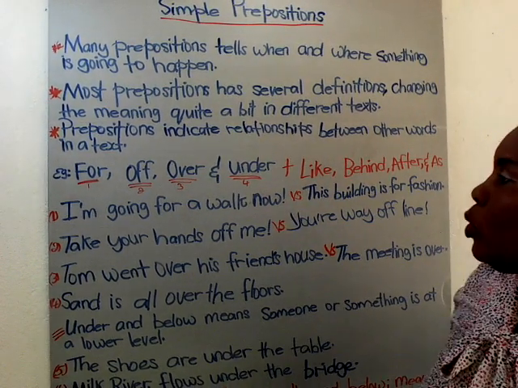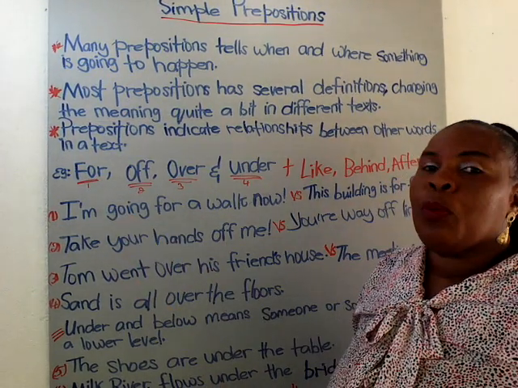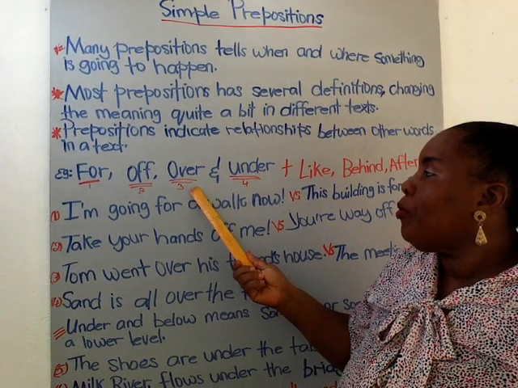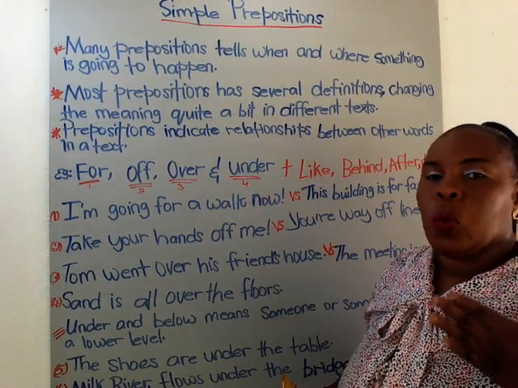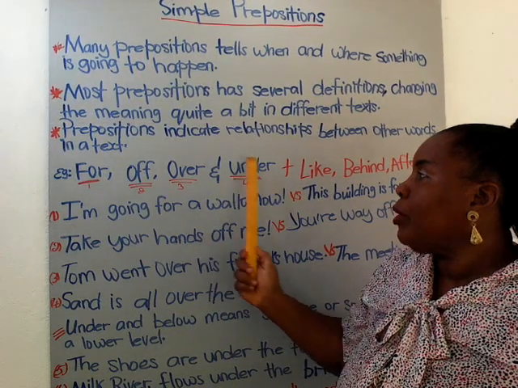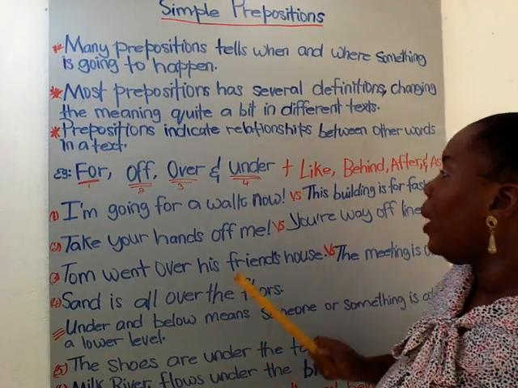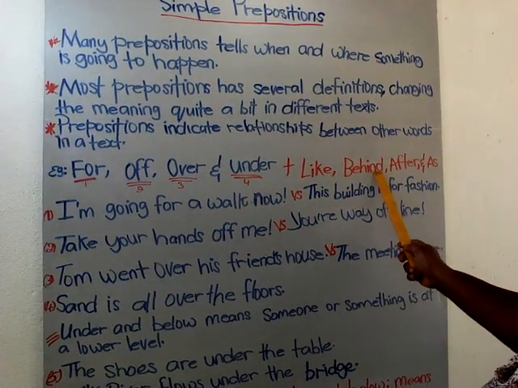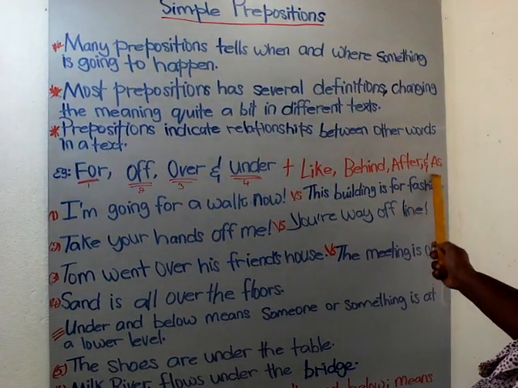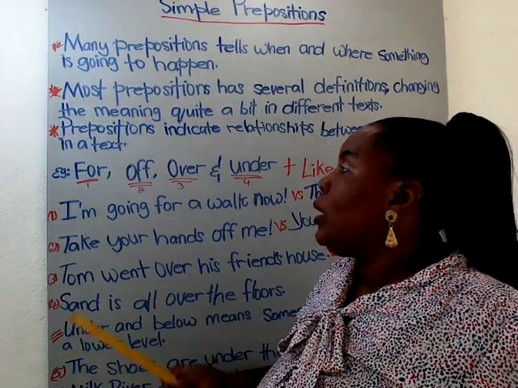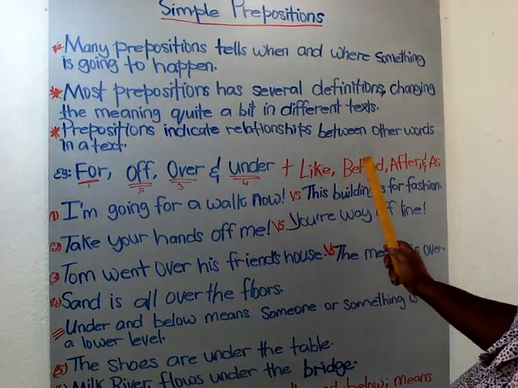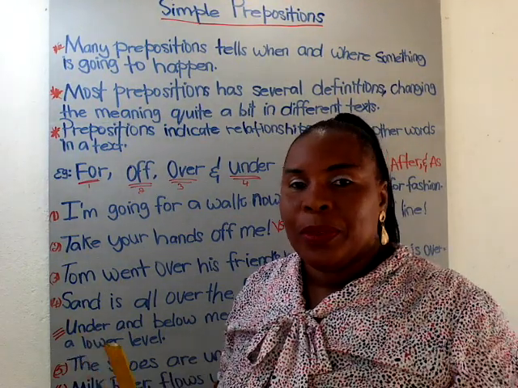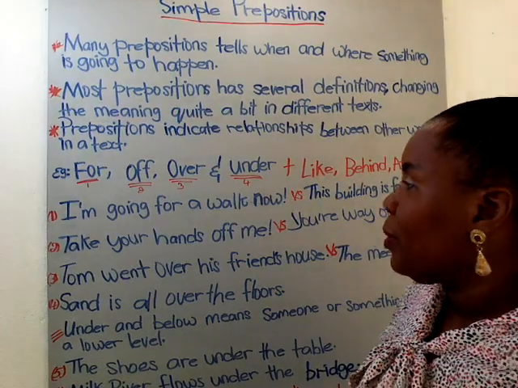I feel like I'm going too fast. So for is one preposition, off is one preposition, over and under. So we have four different prepositions here, but in addition to that, we have like, beneath, after, and as. So these are eight prepositions we have here. My board is small, so we can only go so far with the examples.